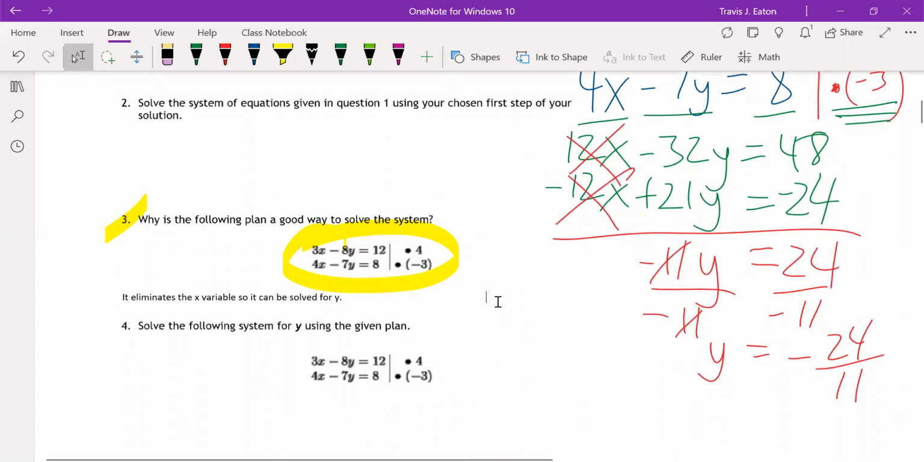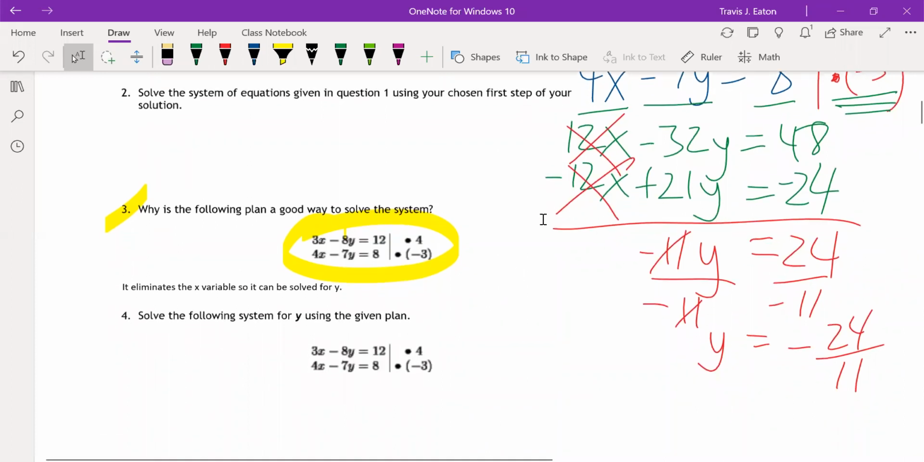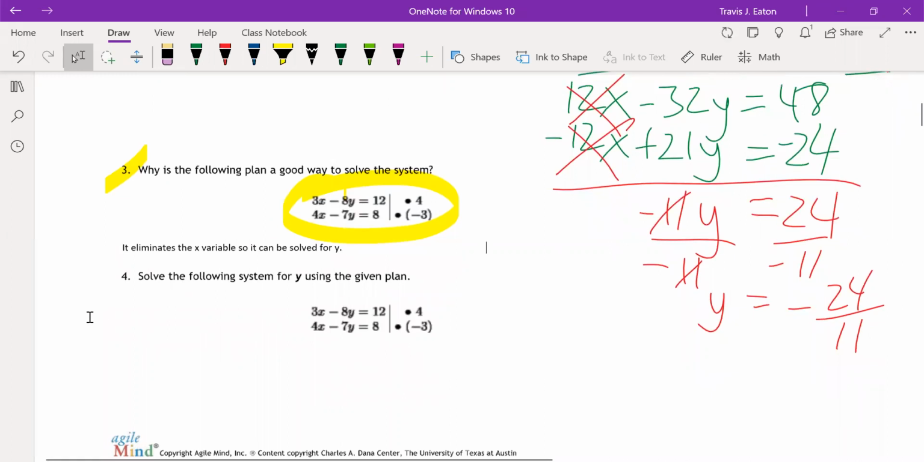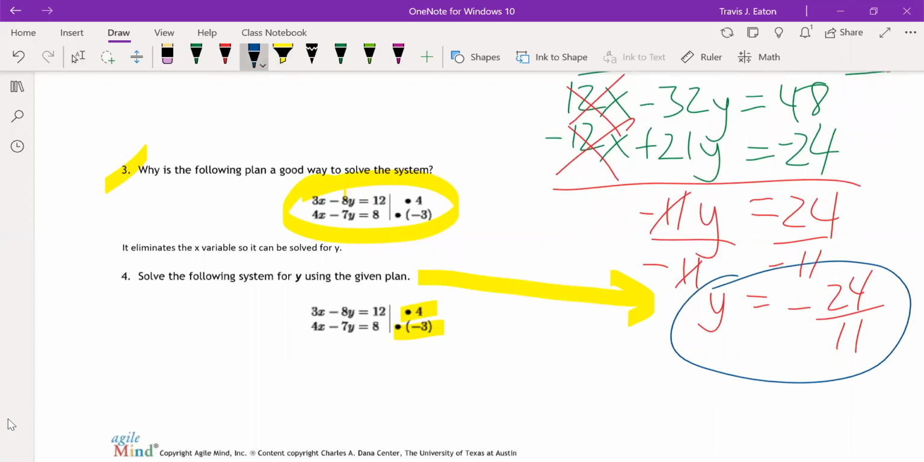That's why it's important. Now, the next thing, the cool thing here is, look, number 4 says solve the following system for y using that plan. Well, you can see that their plan, it's like they copied my plan. It's like they got inside my head. And we already solved for y using that given plan. And there it is. y equals negative 24/11.